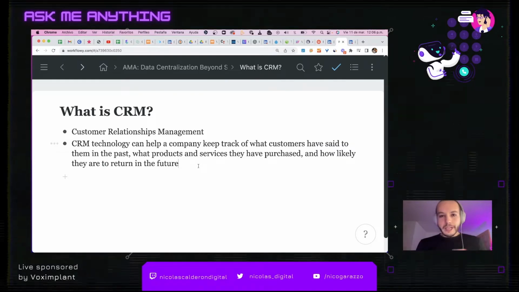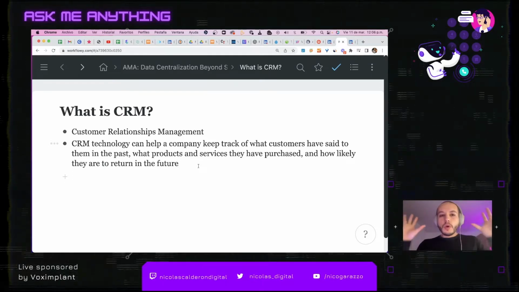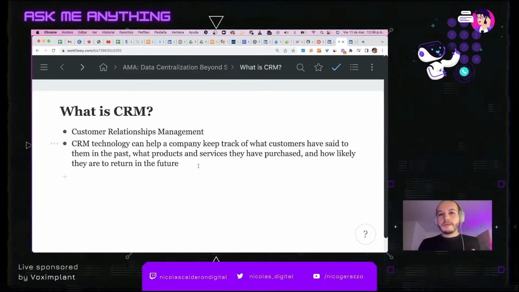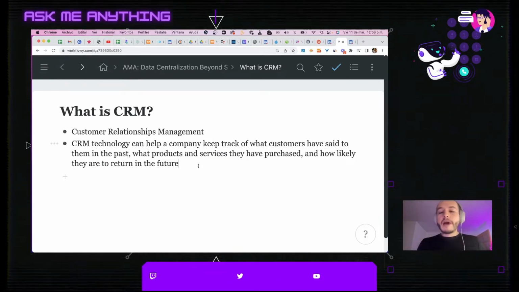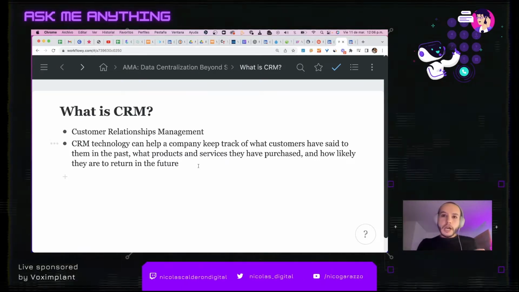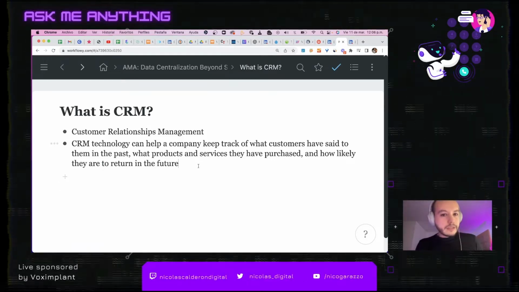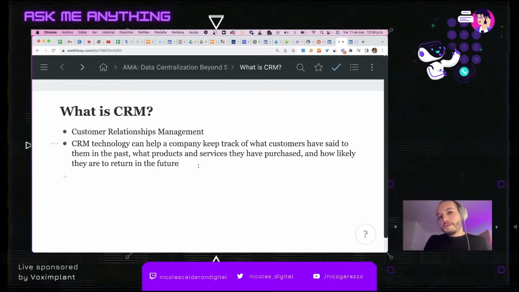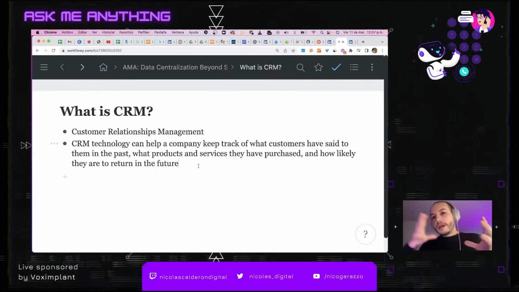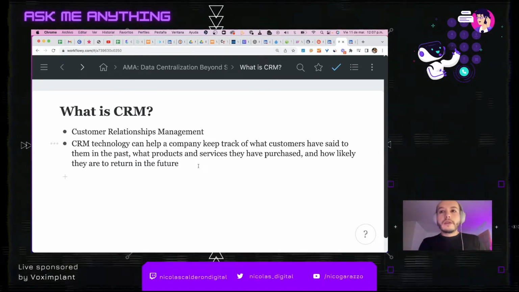Now let's start with the beginning. What is a CRM? CRM stands for customer relationship management. Usually when I say CRM, I'm referring to a piece of software that is meant to keep track of what the customers have spoken with us as a brand, and what they have purchased, tried to purchase, and all that history. Or the surveys, the calls, the quotes that we have sent, everything is in the CRM system.